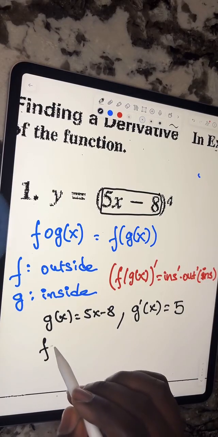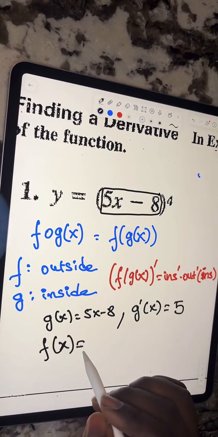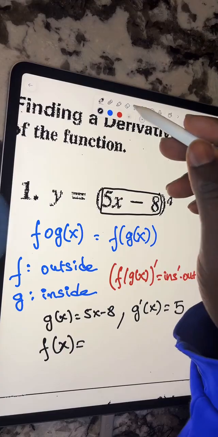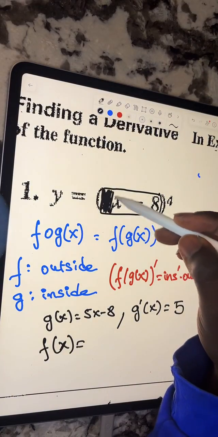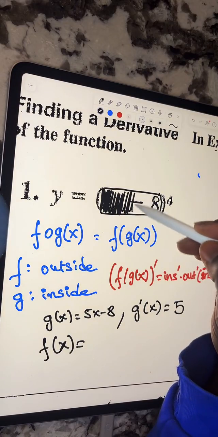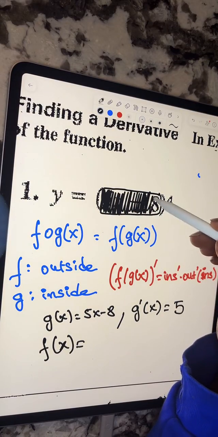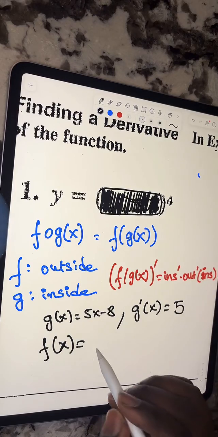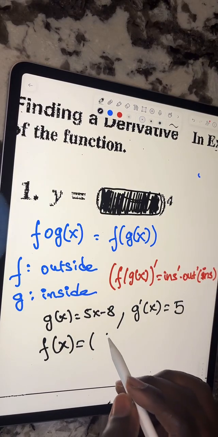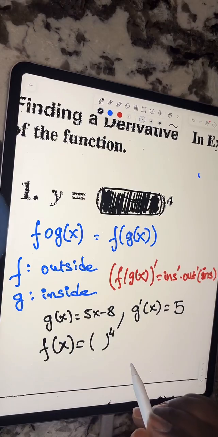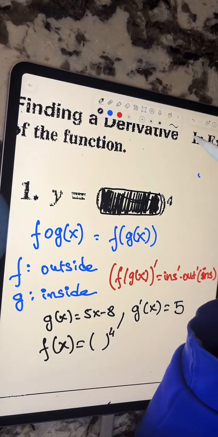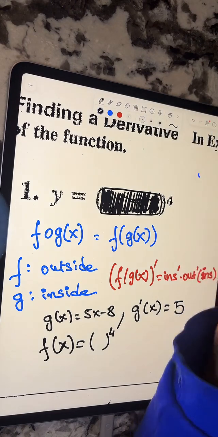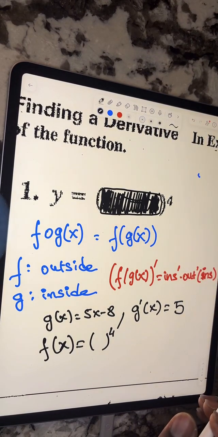Now the outside. So the outside function is going to be once we remove the inside function. Let's say I remove this now. What is the outside function going to be? Because I took the inside function out. So the outside function will be parentheses to the power of 4. You guys agree with me so far?